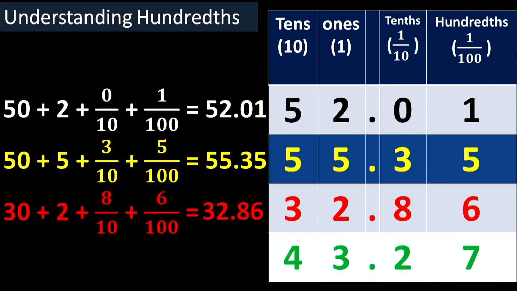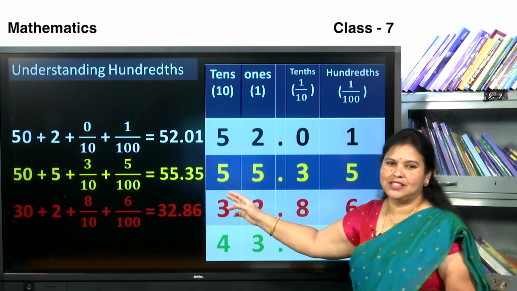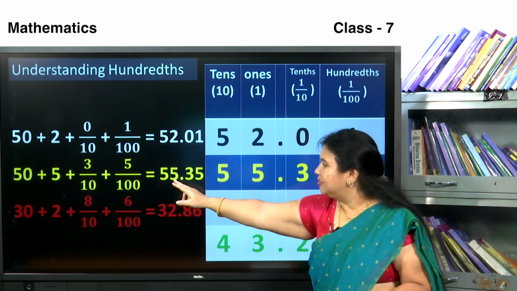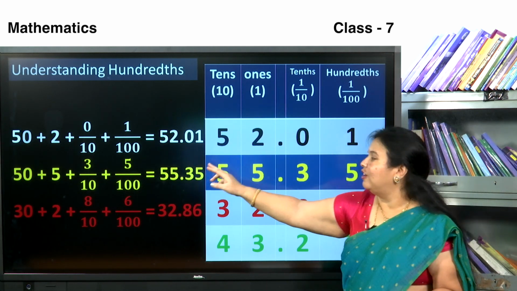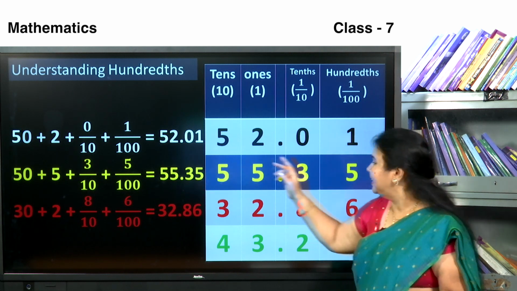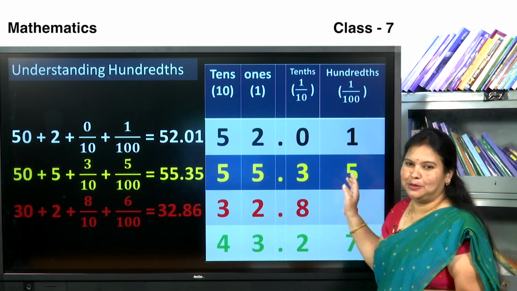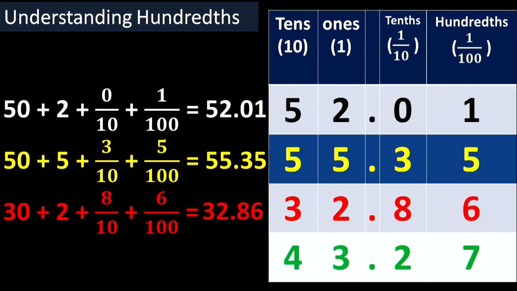In the second example, 55.35 is there. So, we have to write 5 in the tens place and another 5 in ones place, and after the decimal point 3 in tenths place and 5 in hundredths place. Did you understand, children? I hope you have understood the decimal numbers, how to write them in expanded form, and how to place them in place value chart. We did 3 examples. Yes, you are thinking why I have left this one, 43.27. I left it for you. You have to write it in expanded form.